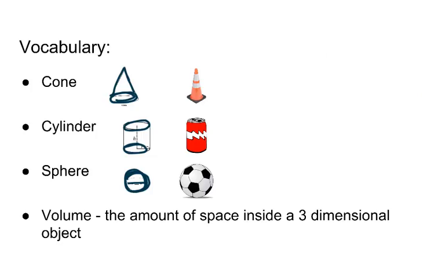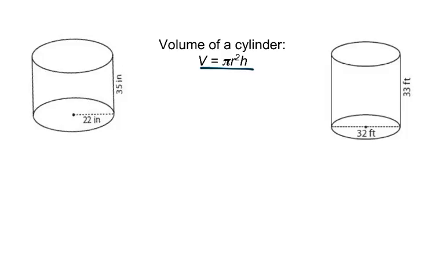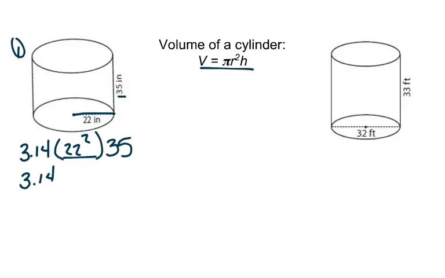So let's look at this first one. Number 1, okay? Pi times radius squared times height. So pi, we're going to use 3.14. We're going to use radius squared. Our radius, or halfway across, is 22 squared. And our height is 35. Now, we're just going to use our order of operations. The first thing we do is square our exponent. So 3.14 times 484 times 35.